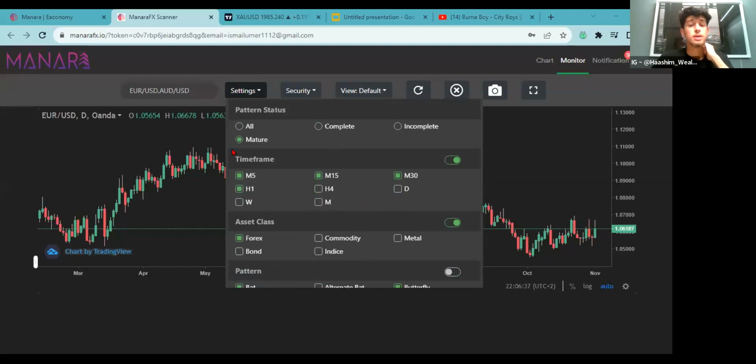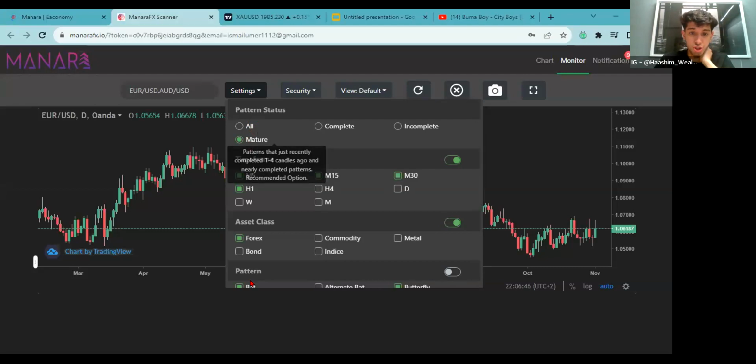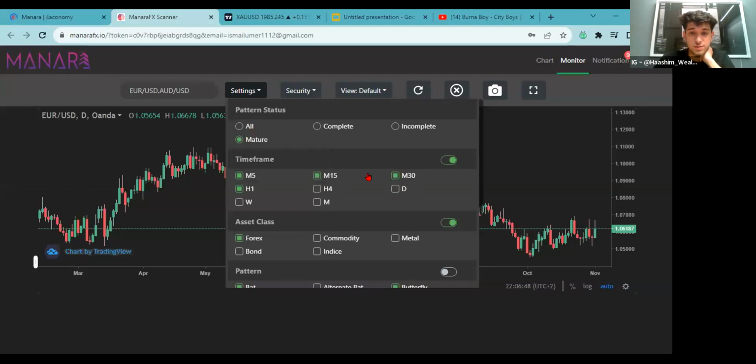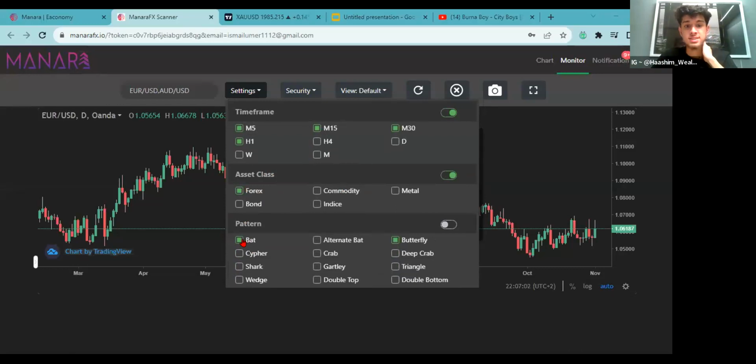Cool. I'm going to go over it one more time. Just make sure you guys remember this. Let me put it down here. Okay, cool. We've got pattern status as mature. Time frame, 5 minutes, 15 minutes, 30 minutes, 1 hour. What does mature mean? Patterns that recently just completed entry. They are 1 to 4 candles that have just gone into the entry position, okay? Asset class, Forex. Only Forex. You only need Forex, right? Pattern type, bat and butterfly, okay?